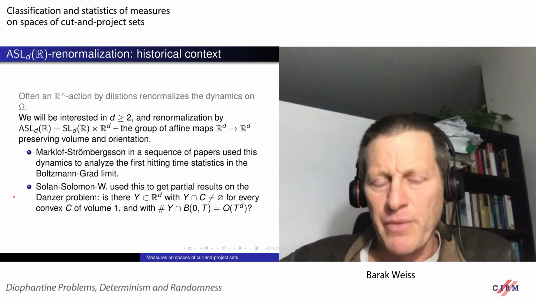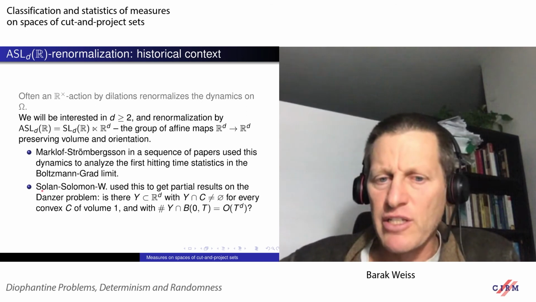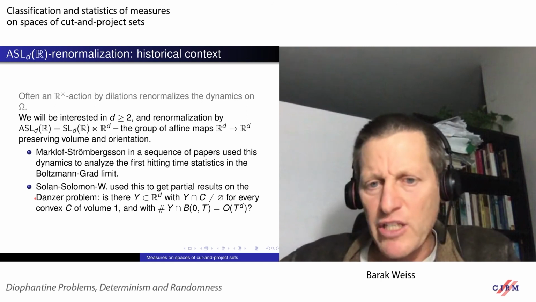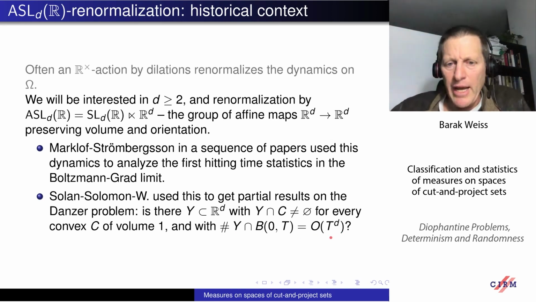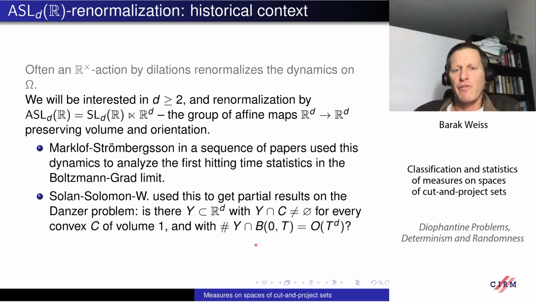So let me mention it for those of you who are not aware of it. Danzer is asking, does there exist any discrete set in R^d such that the number of points in a ball of radius t grows up to constants like the volume of the ball, so there are not too many points in the set, but on the other hand, there are sufficiently many points so that this set intersects non-trivially every convex subset of R^d of unit volume. This is a wide open question. It's been open for a long time.